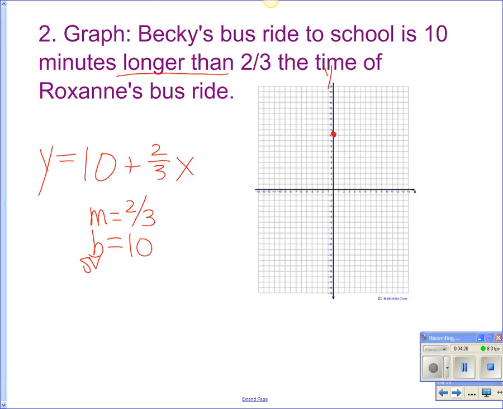This is positive 2. That means you go up. It's positive 2, so that means you go up. So Ethan G, where do I go from here? Up 2 and over 3.